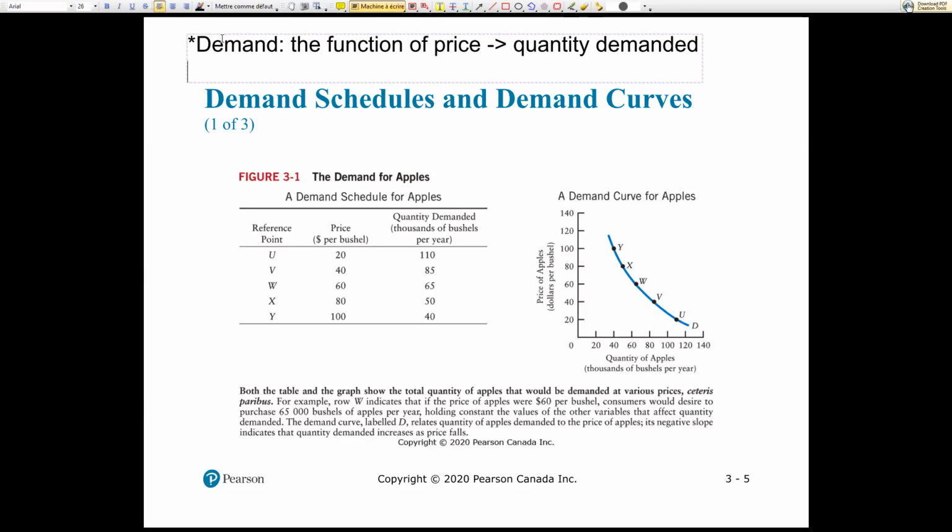This is really important. It means that the demand is this whole thing. The demand is the graph itself. And if I look at a specific point on the graph, for instance point X, the point X expresses the fact that if the price is $80, then the quantity demanded is 50. So price, quantity demanded, but this whole table, or this whole graph, is what we call the demand curve for Apple. All right.